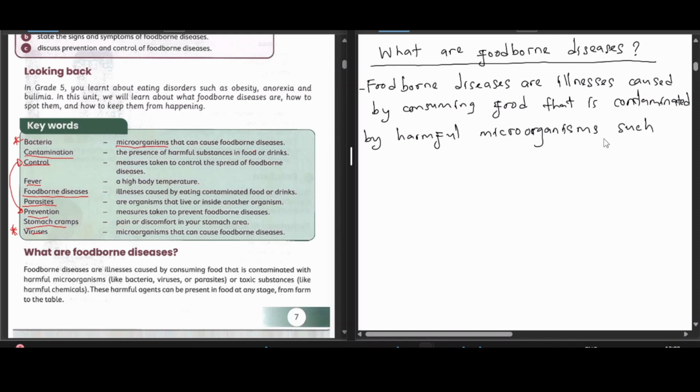Such as bacteria, parasites, and viruses. So these really little bacteria, parasites, and viruses, they are the ones which cause foodborne diseases. A foodborne disease which comes to mind is cholera.